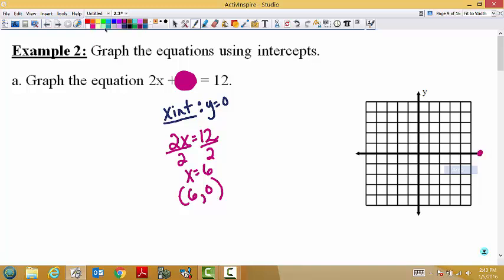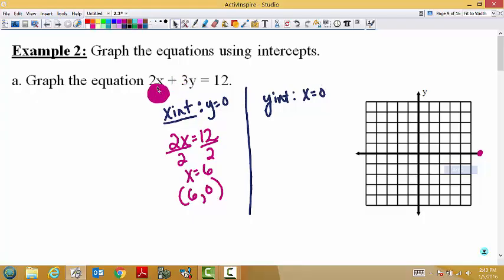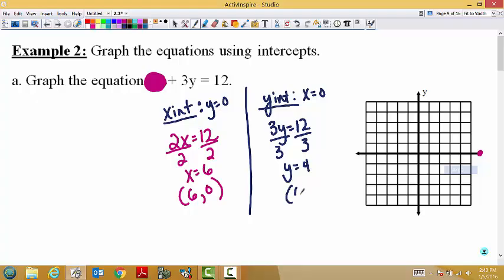Okay, so now I want the y-intercept. x equals 0. So I'm going to cover the x. If I cover the x, I get 3y equals 12. Solve for y. y equals 4, so that's the point 0, comma, 4. So 1, 2, 3, 4 right there. And then you just connect the dots.